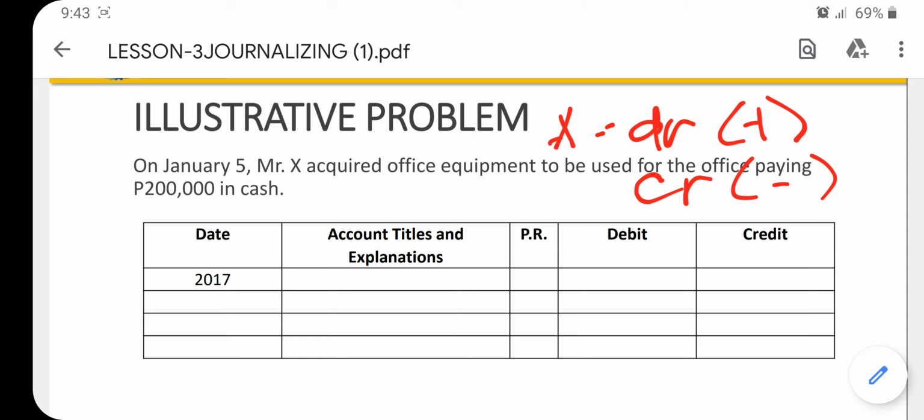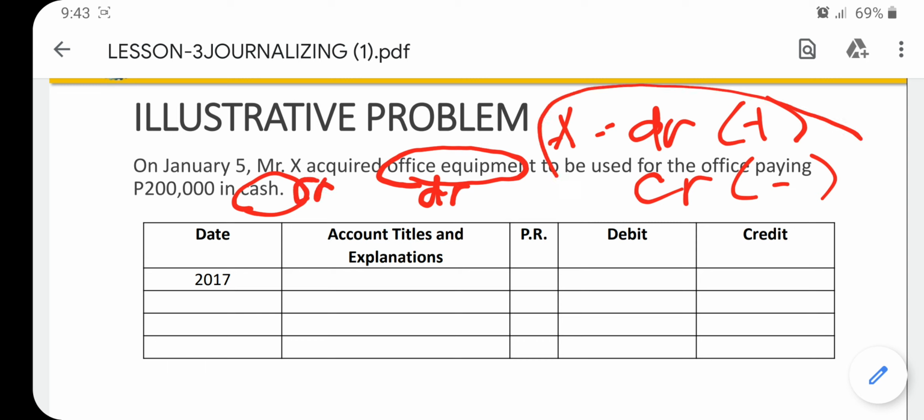So in this case, we have two assets involved, namely the office equipment and the cash. So the office equipment, of course, when we acquire office equipment, there will be an increase in equipment in the company. Therefore, we're going to debit office equipment. And when we pay cash to the seller, of course, the cash level in our business will decrease in value. That's why we're going to credit cash. Okay? Don't forget the rules of debit and credit. So we're going to write first the date, January 5, 2017.